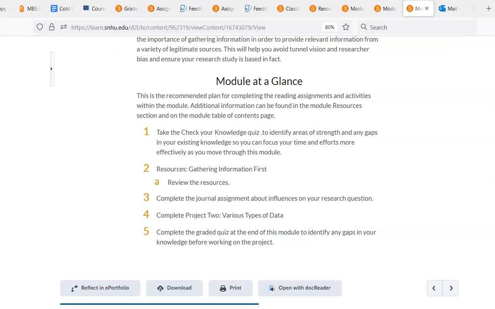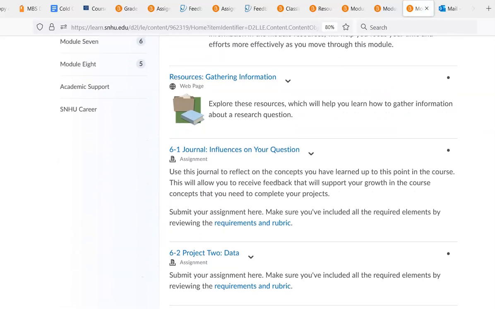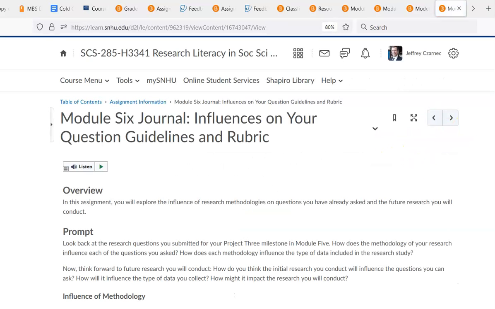So let's go into each one of these things here. Hopefully it'll work. All right, here we go. Let's go down to the journal. Let's look at the requirements in the rubric for the journal.